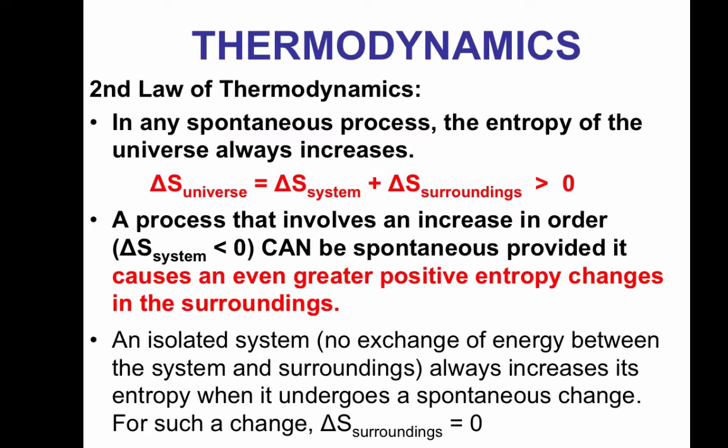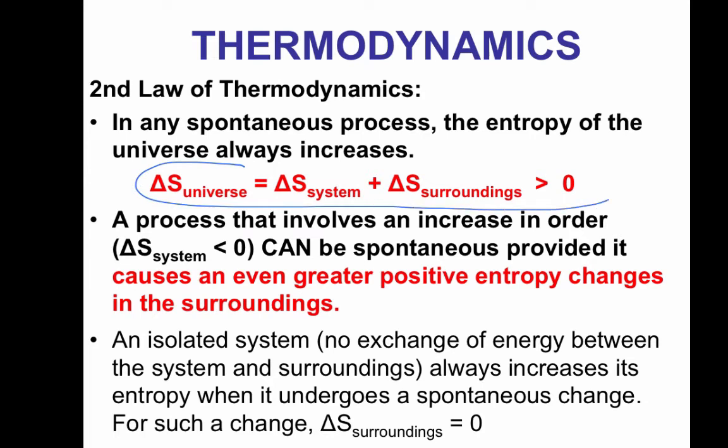So the second law of thermodynamics deals with entropy. In any spontaneous process, the entropy always increases. So the entropy of the universe always increases if it is spontaneous, okay? Because the universe wants maximum disorder. The universe wants chaos, right? So if it's spontaneous, delta S of the universe is greater than 0.